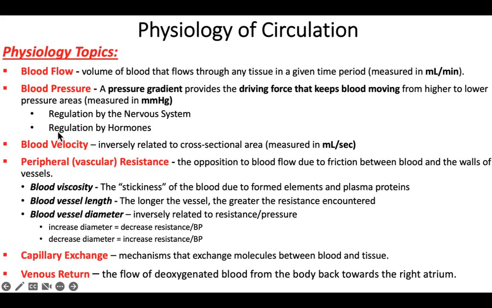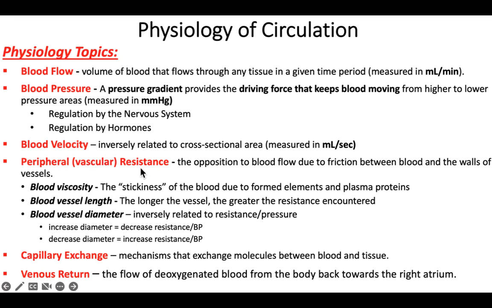Blood velocity is given in milliliters per second. It's inversely related to cross-sectional area. So what does that mean? It means when blood enters a bigger area, it slows down. And the largest area is in your capillaries. Now you might say, well, how could the capillaries be bigger than, say, the aorta? Well, an individual capillary is not bigger, but if you were to add them all together, there's much more area in all the capillaries than there is in just one aorta. So blood actually slows down in the capillaries, and then it kind of speeds back up again, going back to the heart.